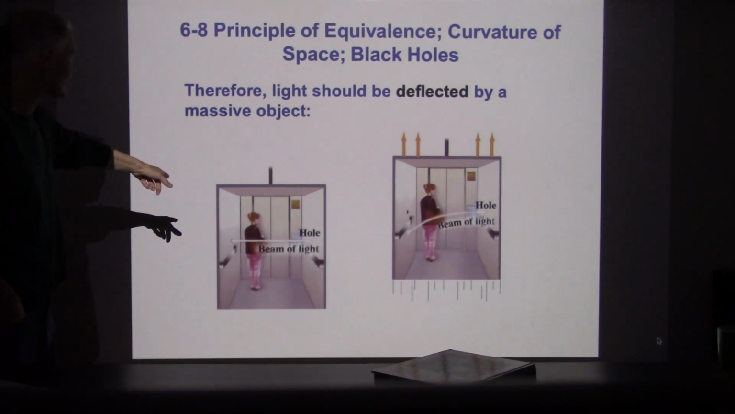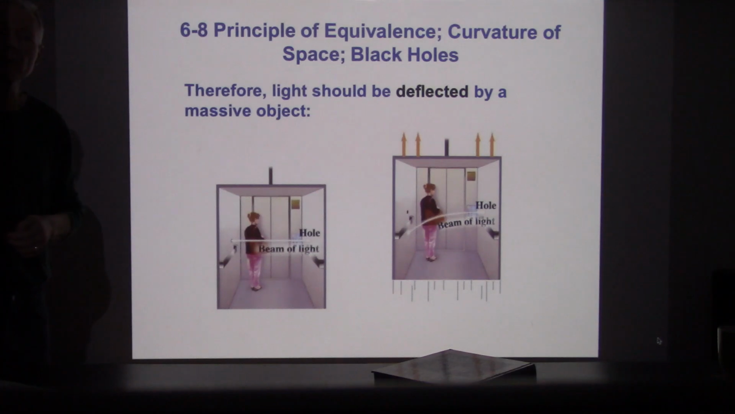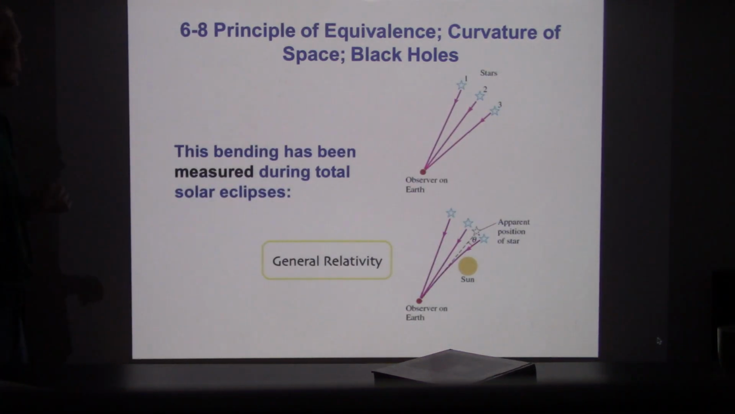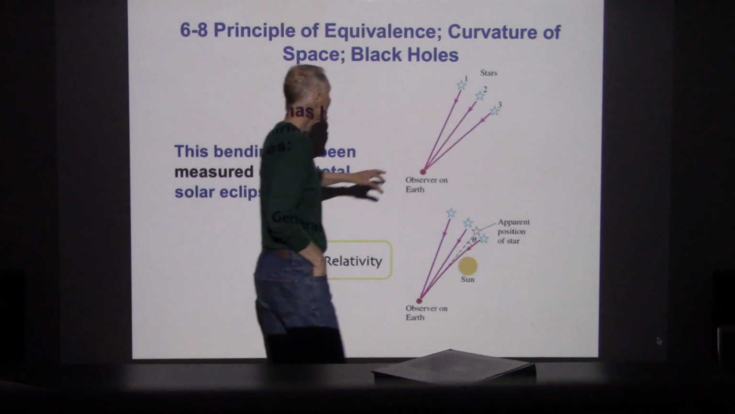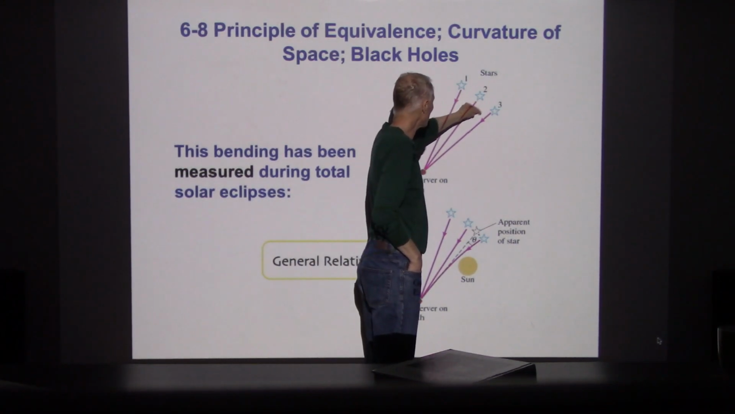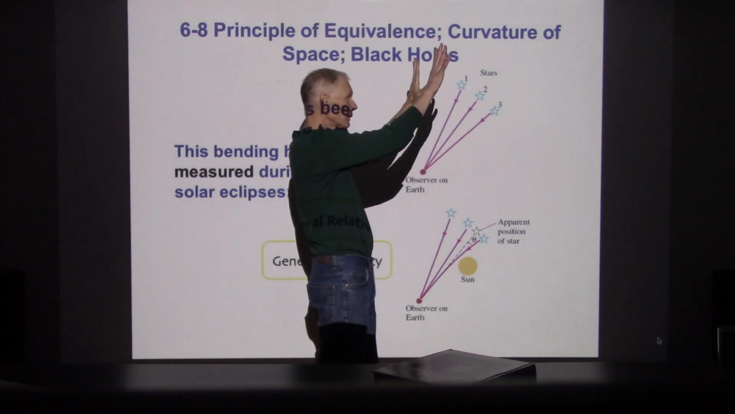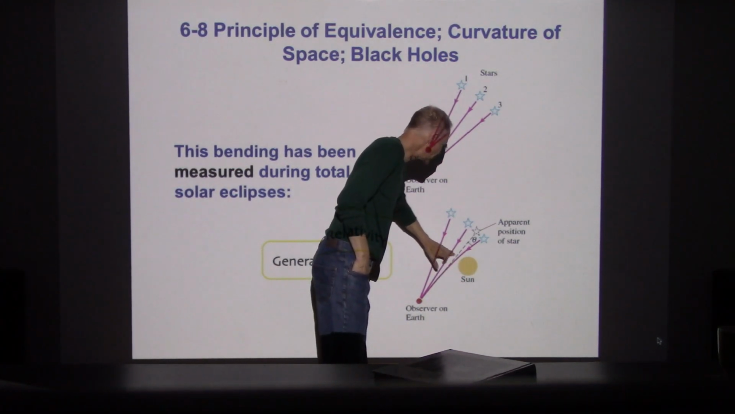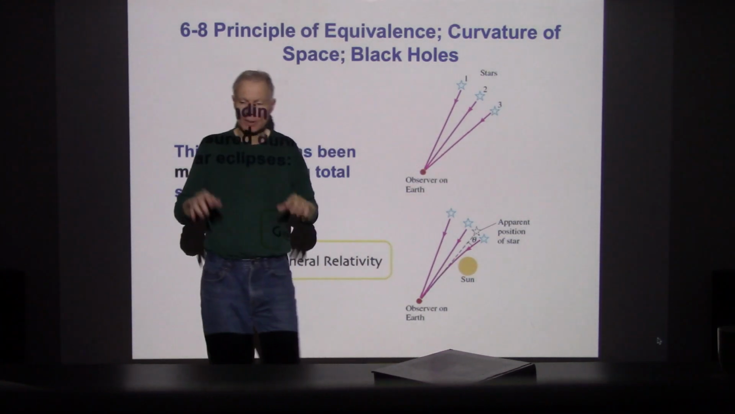And so Einstein said you should be able to reproduce that in a gravitational field. That was one of the early predictions from general relativity. Astronomers went out and were able to measure this effect by looking at light coming in from stars. So they took photographs of the stars in a region of space just before, in advance of a solar eclipse.